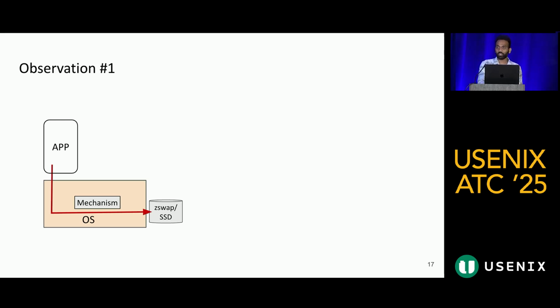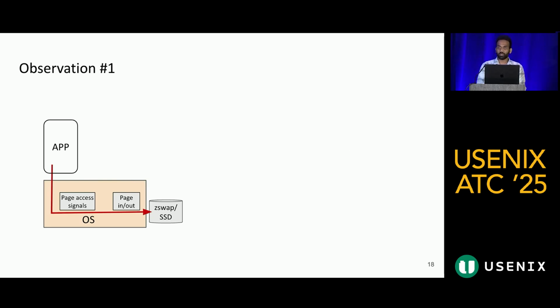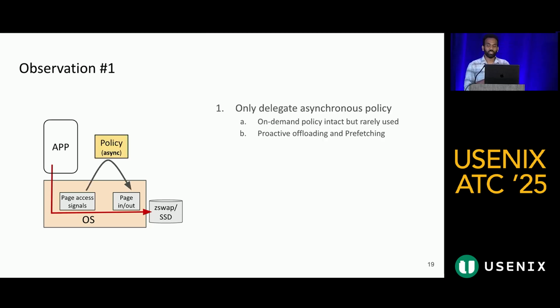Let's try and understand a couple of key observations for PageFlex. The first thing is that we want to keep the mechanism intact in the OS, which means all the access signals that your policy is going to need and the enforcement mechanisms for paging are going to be in the OS. So we cannot really move out any policy that runs in sync with these paging paths without adding overhead. So what PageFlex does is focus on the policy that you can run asynchronously and try to externalize that.